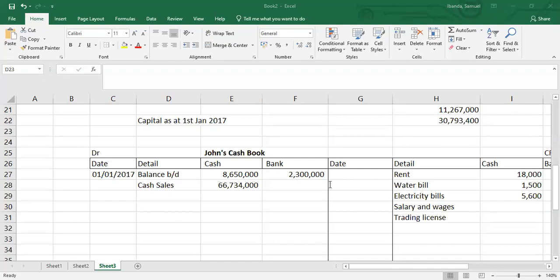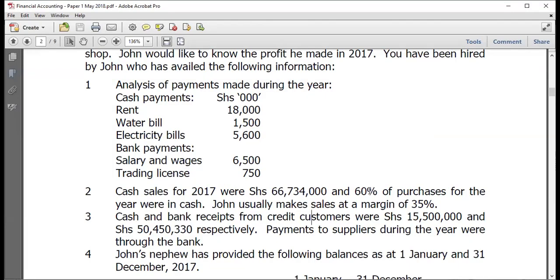Then I'll move here. Then they are telling me that 60% of the purchases for the year were in cash, okay? 60% of the purchases for the year were in cash. So even before I proceed, mine is to ask myself, where are the purchases? They have given me sales, but they have not given me the purchases. So what does that mean? I have to determine my purchases, okay?